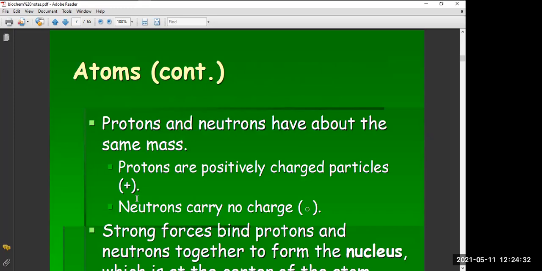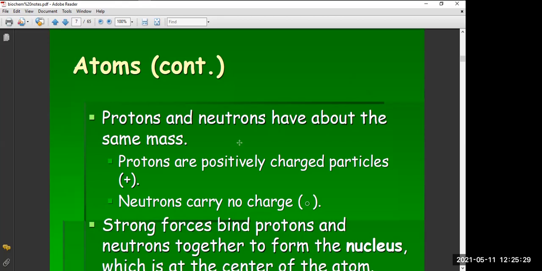Okay, so protons and neutrons have about the same mass. Before we go further, we understand what we mean by mass, right? We're talking about weight or the quantity. So protons and neutrons have about the same mass. For example, we would know the number of protons. Let's just take hydrogen: if asked how many protons and neutrons hydrogen has, they are saying the number of protons and neutrons. Protons and neutrons have about the same mass, almost, not always.